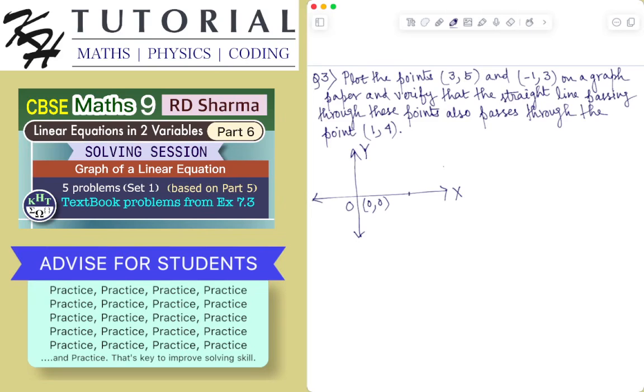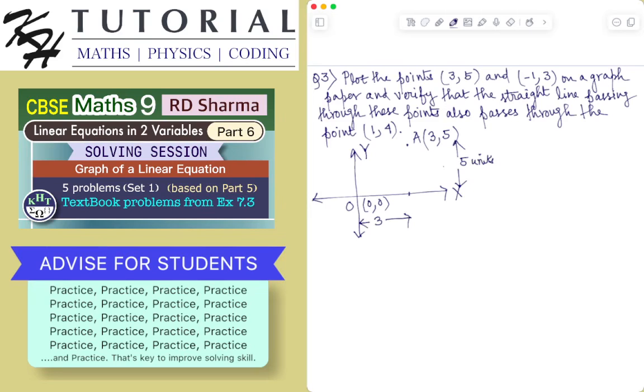Let's say this is 3, and then the y coordinate of the first point is 5, which is positive, so I will go 5 units above the x-axis. Let's say this. So this will be the point A (3, 5) approximately. Basically this distance is 3 units, and this distance is 5 units. I hope you are familiar with plotting points on the graph paper.